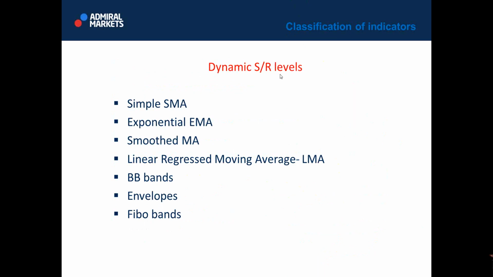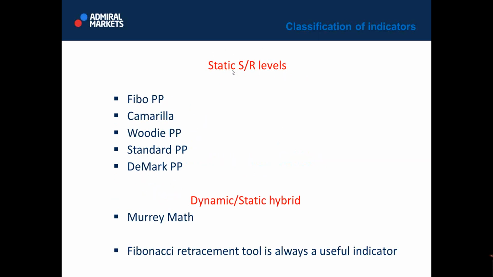Then we have dynamic support resistance level indicators. Those are simple SMA, exponential EMA, smoothed EMA, linear regression moving average or LMA, Bollinger Bands, envelopes, Fibonacci bands. So those indicators are dynamic support and resistance indicators. Then we have static support and resistance level indicators: Fibonacci points, Camarilla, Woodie pivot points, standard pivot points, DeMark pivot points.